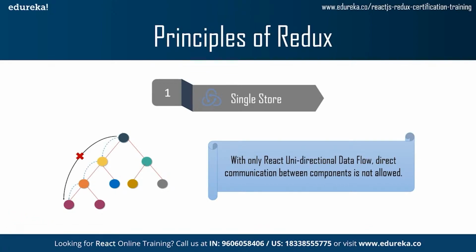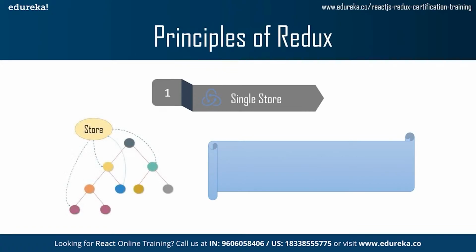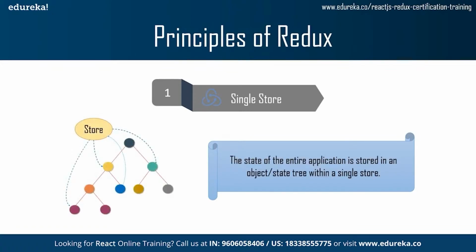As with React's unidirectional data flow, direct communication between components is not allowed. Now, the state of the entire application is stored in an object or state tree within a single store. Components' state is stored in the store and they receive updates from the store itself. So components dispatch something to the store, and then the other components, when they get to know that something has been updated, subscribe to the store.